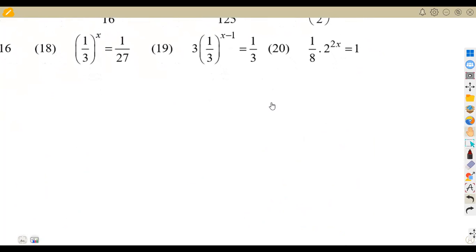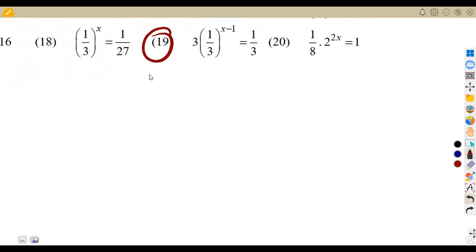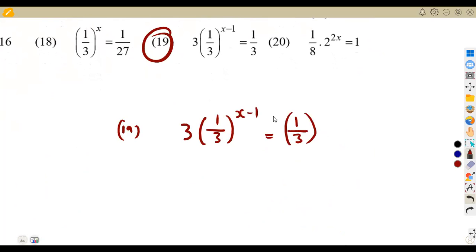All right, let us consider this last question. There we are given number 19: 3 multiplied by 1 over 3 to the exponent of x minus 1 is equal to 1 over 3. In this situation, we can see that we already have the 1 over 3 here. This one is not going to work.